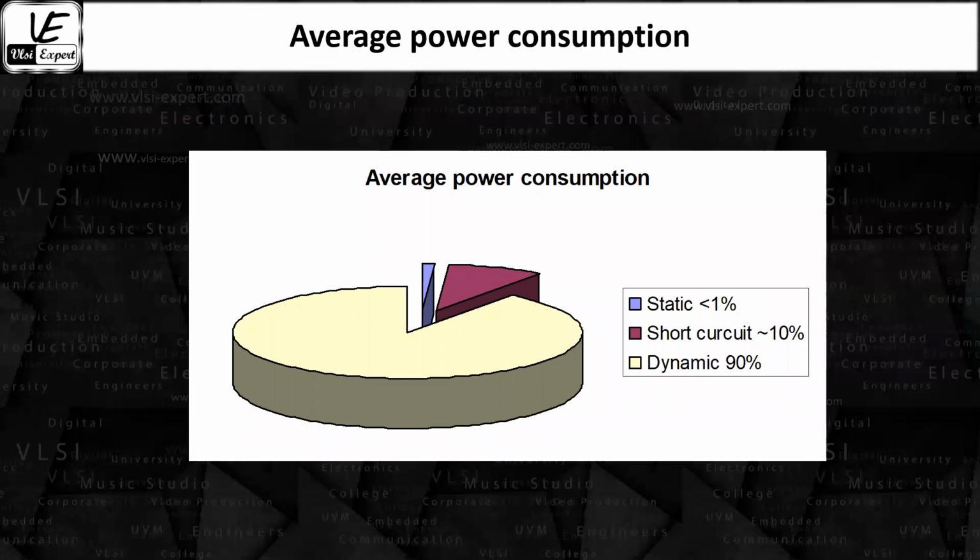Now, if we calculate the average power consumption of all three types for conventional CMOS designs, which were designed earlier when scaling was not up to that level, the static power was less than 1%, and the short circuit power dissipation was approximately 10%. The major component leading to power dissipation was the dynamic power dissipation.